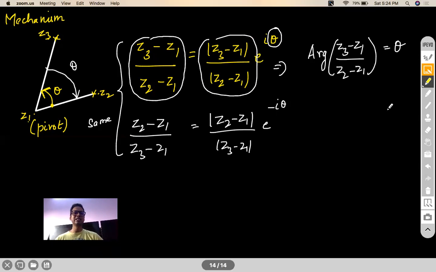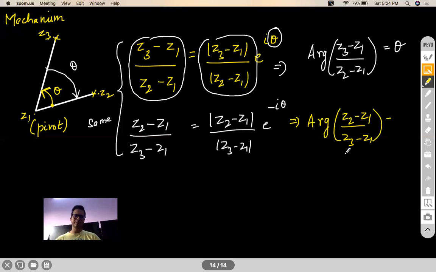Got the point? Clear? Okay. Similarly, this can be written as argument of (z2 minus z1) by (z3 minus z1) as minus theta. So at the end of the day, this is a complex number whose modulus is this and argument is minus theta. Whenever you see these kind of expressions coming up in any of your questions, immediately it should strike you, oh, they are referring to the Coni rotation formula somehow.